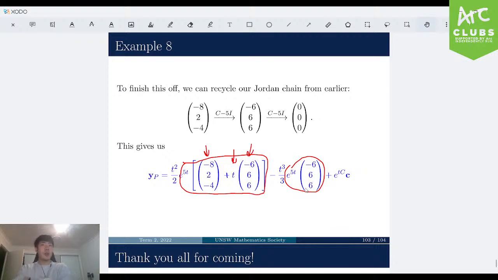Why does it say yp? This is not a particular solution, right? That's just the general solution, since it also includes the homogeneous solution plus e to the power of tc times c at the end.